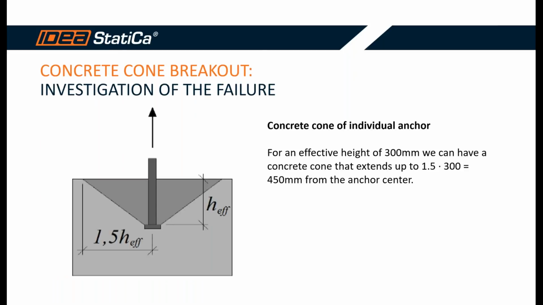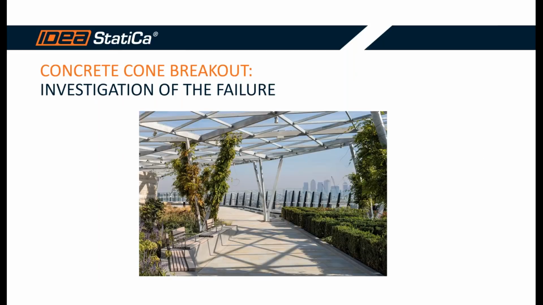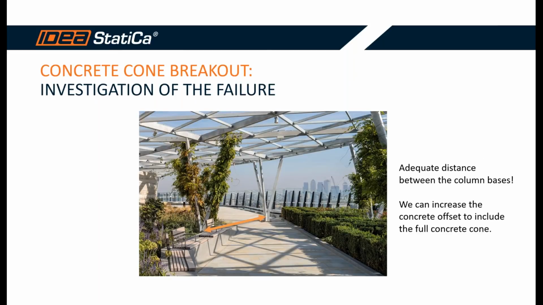To make this clearer, let's have a look at the concrete cone of an individual anchor, where in this particular case, we have an effective height of 300 mm. For this case, we can have a concrete cone that extends up to 1.5 times 300 mm, which equals 450 mm from the anchor center. Now, if we have a look at our structure, we can see that we have adequate distance between the column bases. This means that we can increase the concrete offset and include the full concrete cones.